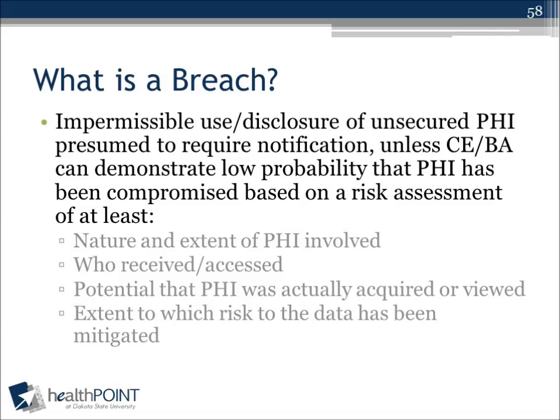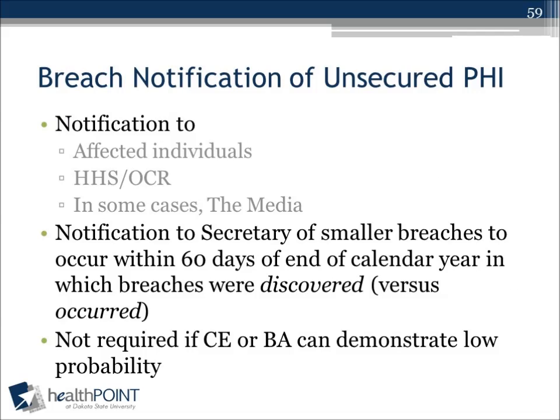So this process of doing a risk assessment on a breach must be done now. For a breach of unsecured PHI, the notification would be to the affected individual, HHS and OCR, and in some cases you'll have to notify the media. Notification to the Secretary of HHS or OCR of smaller breaches can occur within 60 days of the end of the calendar year in which the breaches were discovered. You are not required to notify if the covered entity can demonstrate that there was a low probability through your assessment.